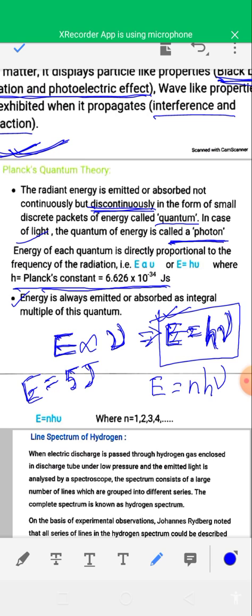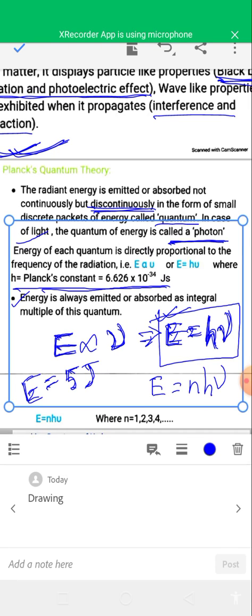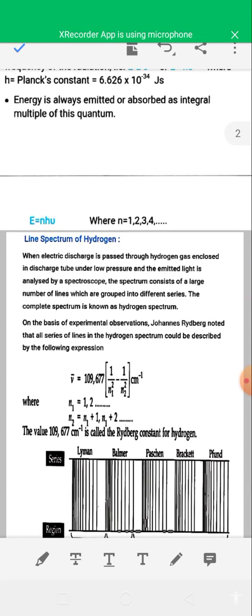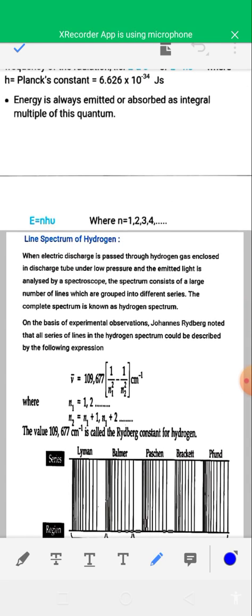Energy is always emitted or absorbed as an integral multiple of this quantum. So according to Planck theory, we can write E is equal to n into h nu, where n is 1, 2, 3, 4, an integer.